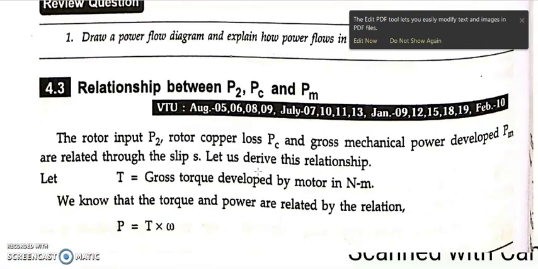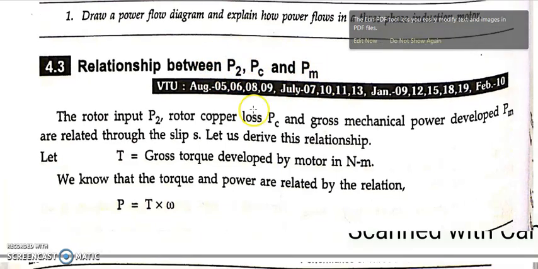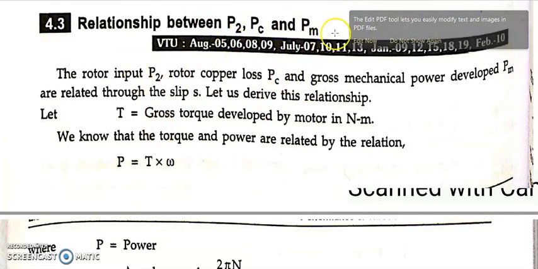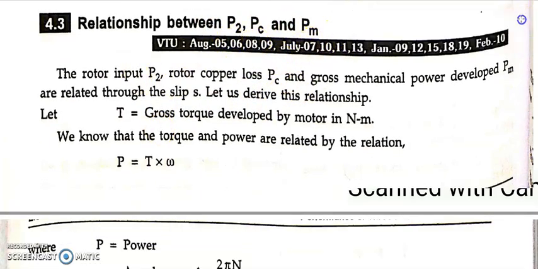Okay. Next. Now let us find the relation between P2, PC, PM. P2 is what? Rotor input. PC is what? Copper loss occurring in the rotor, and PM is the gross mechanical power developed in the rotor. So whatever relation we are going to find, it is with respect to the rotor part. So after knowing all these names, let us start with this.